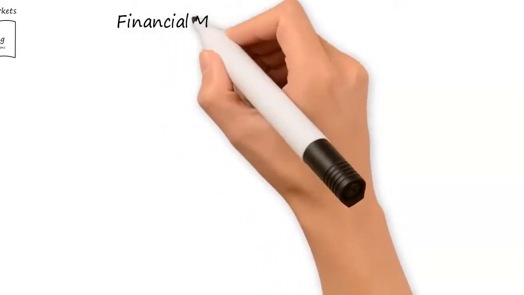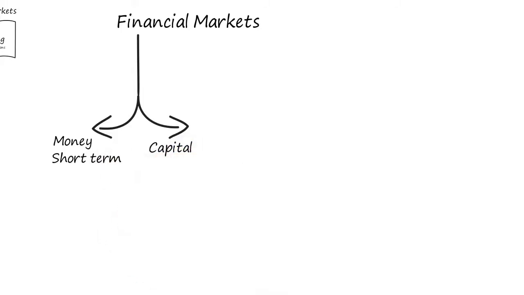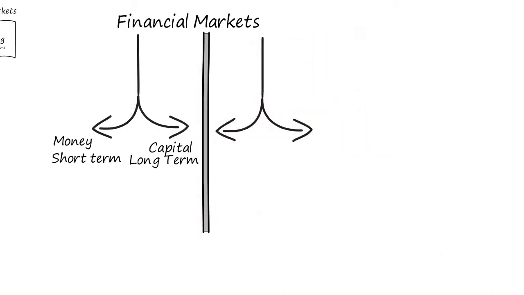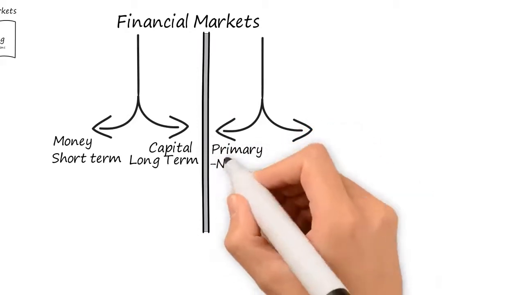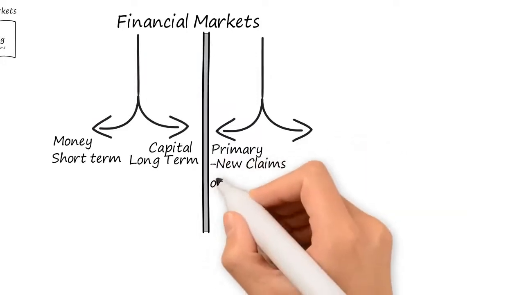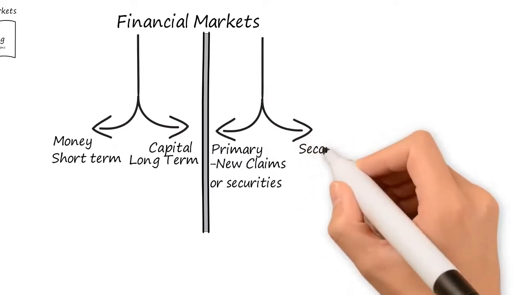Okay, now we understood this. Let's move on to the financial markets. Again, it can be understood in two parts. First one is money market and capital market. Money market is for short-term transactions and capital market is for long-term transactions. Another way is as primary and secondary. Primary is for new securities, and secondary is for existing securities.